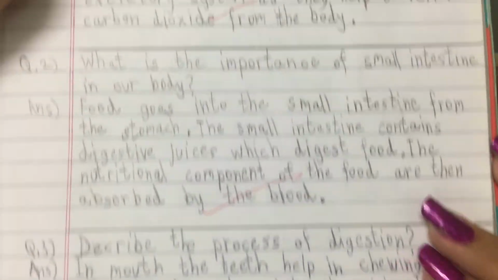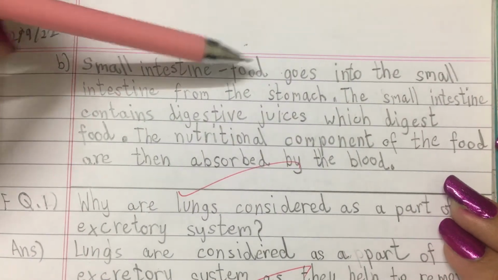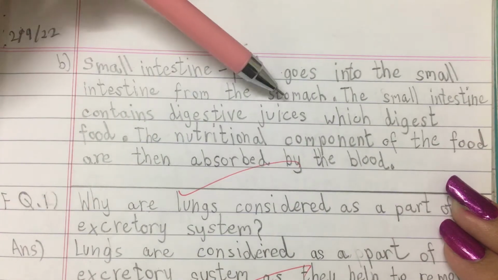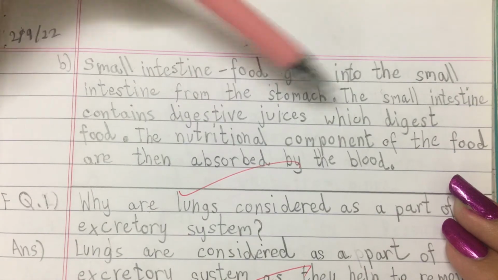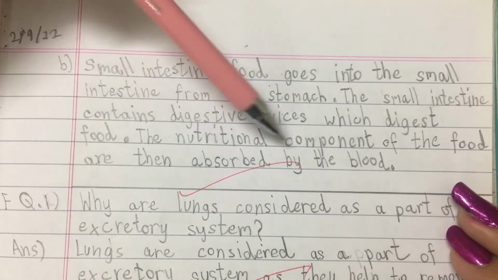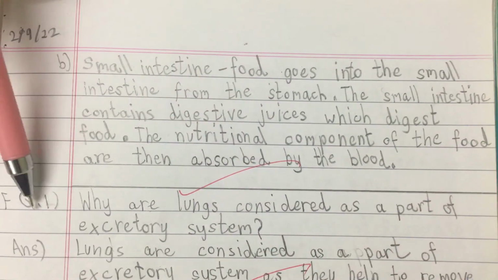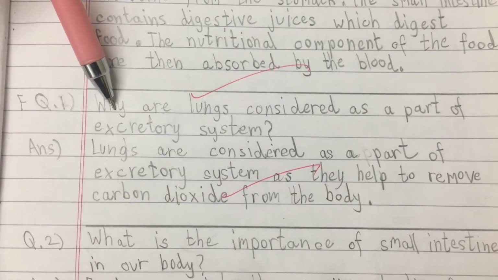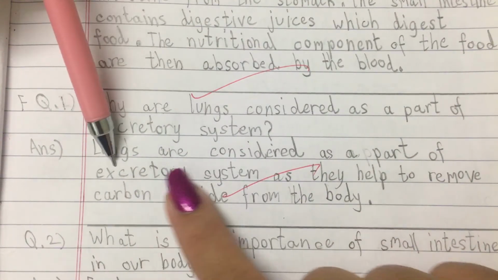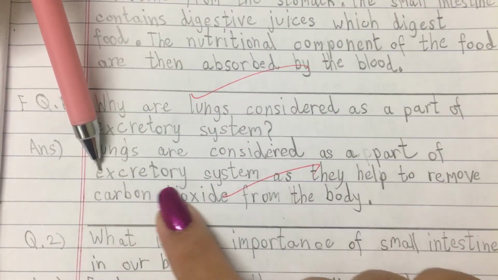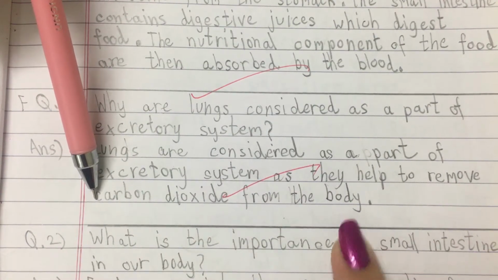The next is the small intestine. Food goes into the small intestine from the stomach. The small intestine contains digestive juices which digest food. The nutritional components of the food are then absorbed by the blood. The next question. Why are lungs considered as a part of the excretory system? Lungs are considered as a part of the excretory system as they help to remove carbon dioxide from the body.